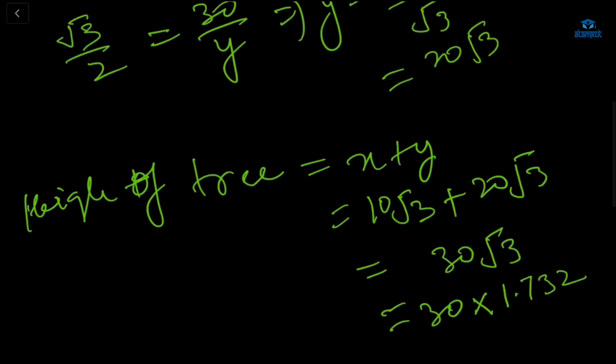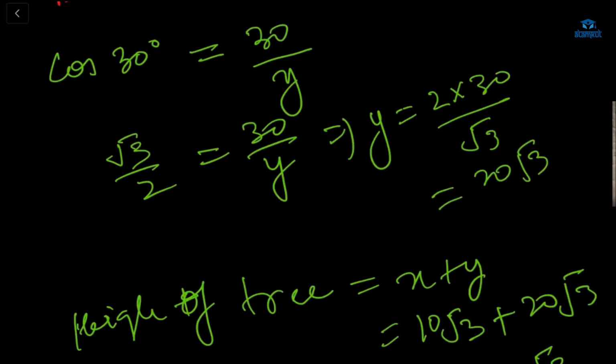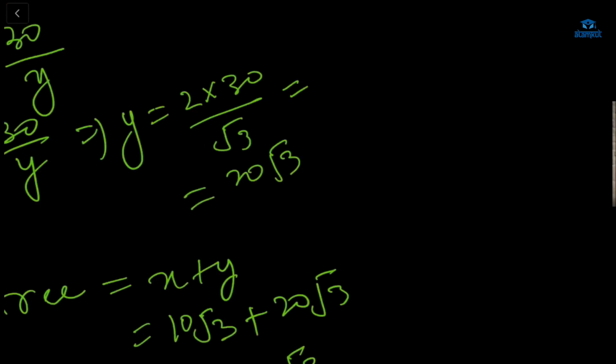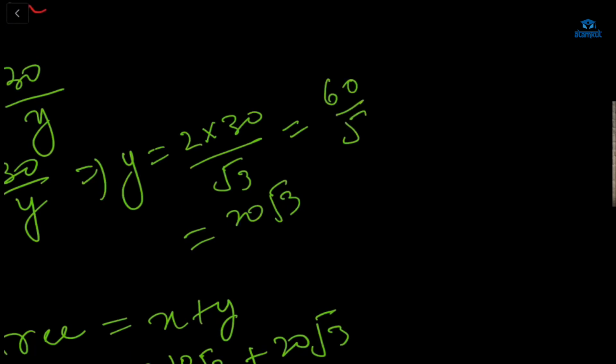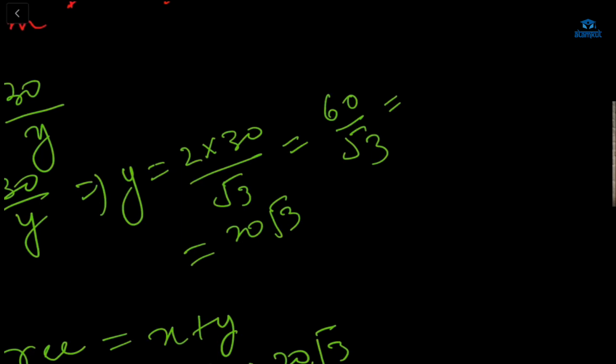Ma'am, after root 3 by 2 equal to 30 divided by y, equals y, what is written? Where are you asking? This one, cos 30 degree? I think it will be 60 by root 3. And ma'am, after that, 60? Where 60? Okay, see what I have done. If you are writing 60 by root 3 also, so 60 can be written as, if you take 3 common here, okay?